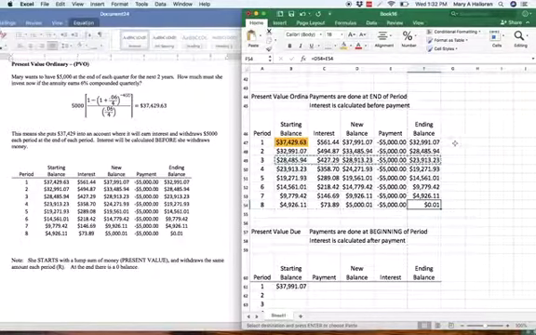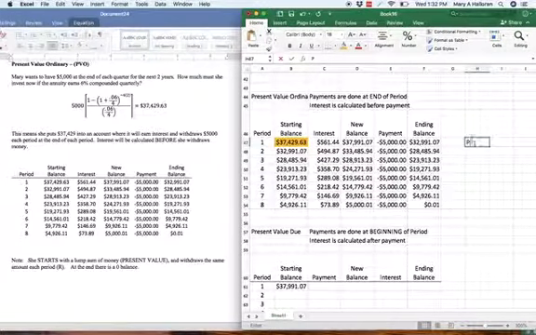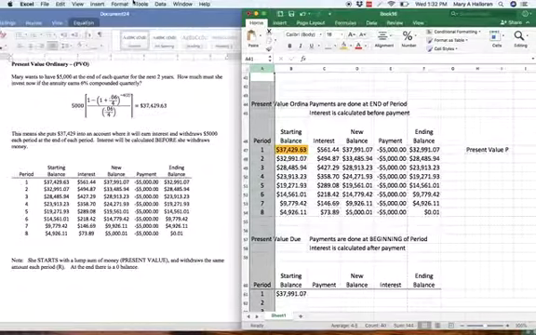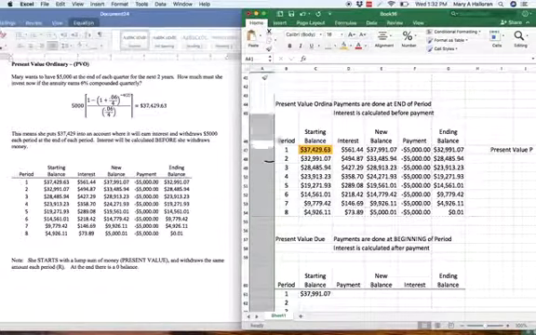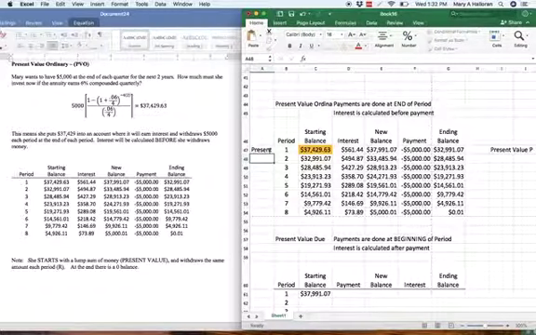So do you notice in here, this amount is my present value. I can't write it over here because of my cells. I can do it this way. Insert column. There we go. Present value. That's this number right here, my present value. At the end, I had nothing.